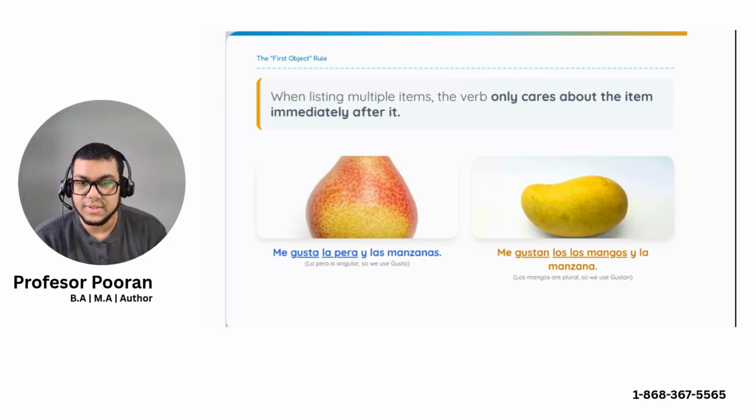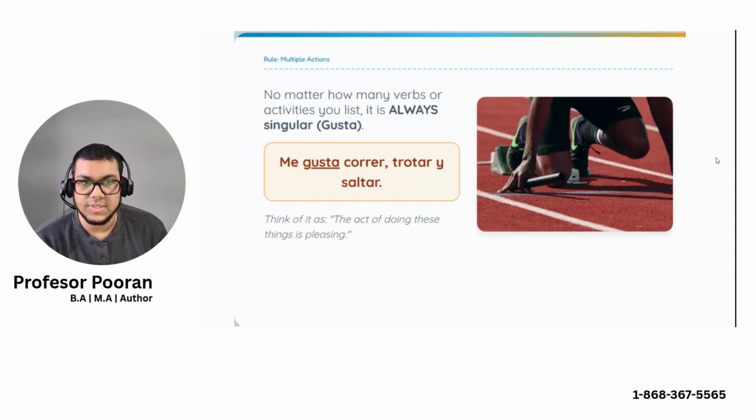So you may think that, okay, but it's two things, it's a pear and it's some apples. But no, not really. Grammatically speaking, we are to choose the form of the verb gustar that will agree with the first object right after it. So the other example you're seeing, me gustan los mangos. Los was written there twice, ignore that. So me gustan los mangos y la manzana. And that again tells us why we are using me gustan, because los mangos comes at the start.